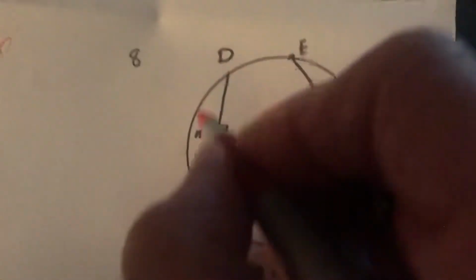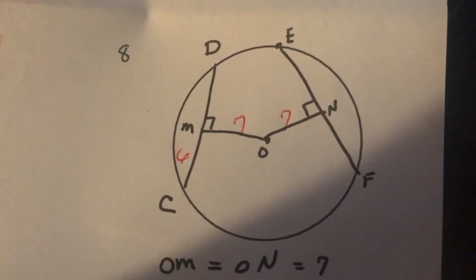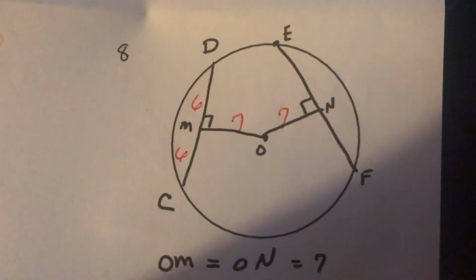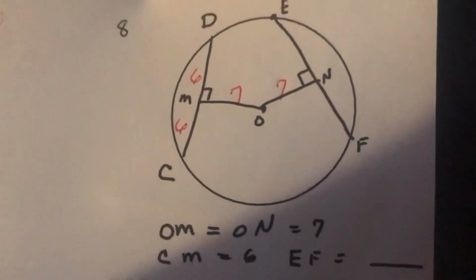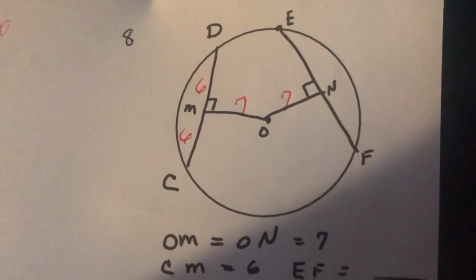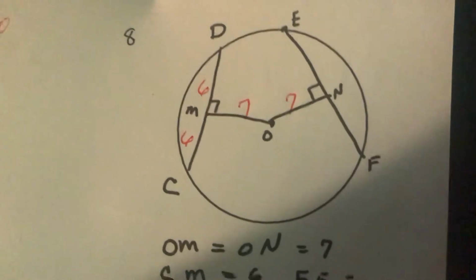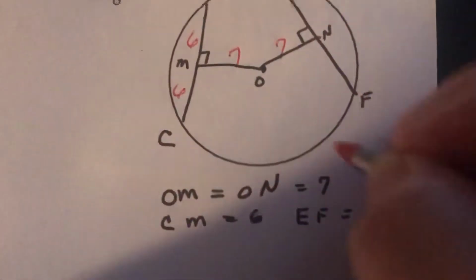CM is 6. So how long is DM? It's also 6, making the entire chord DC to have a length of 12. And since that chord is the same distance from the center as EF is from the center, then that means chord EF is also 12.